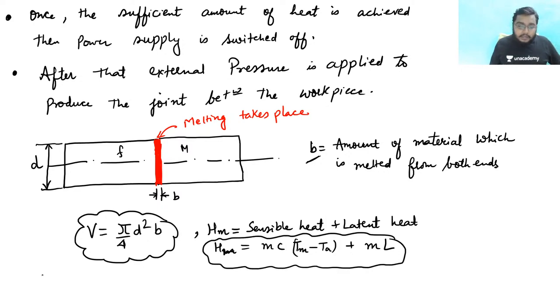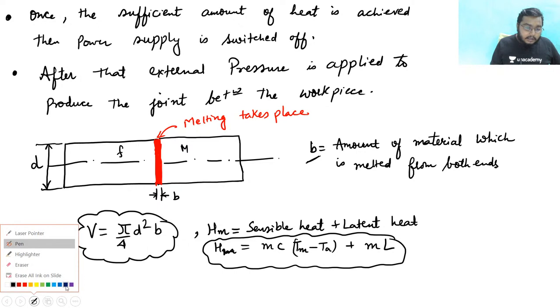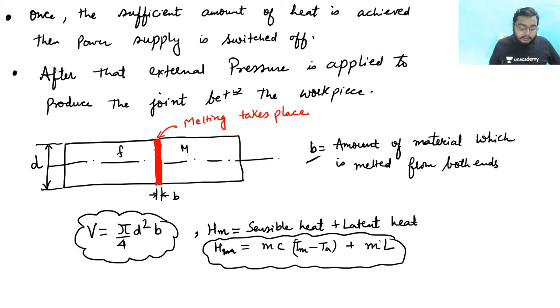You know these things. Now, how can you find the mass? Just an important thing: how can you find the mass? Mass you can find by volume into density. Clear?